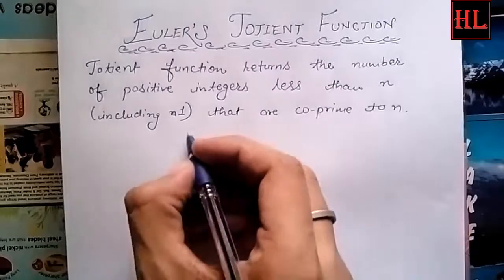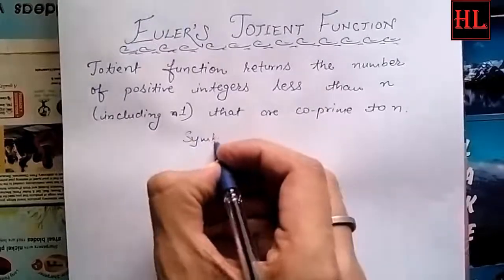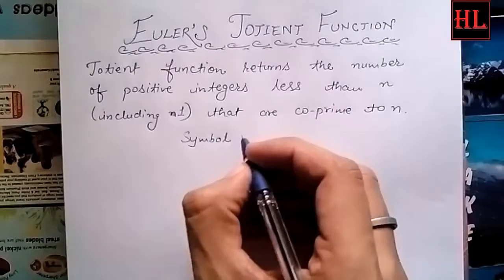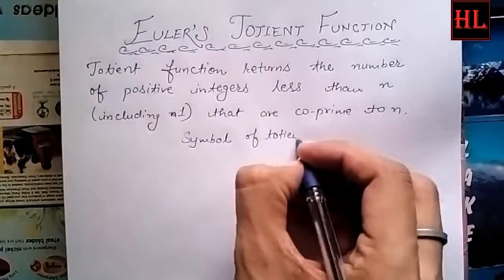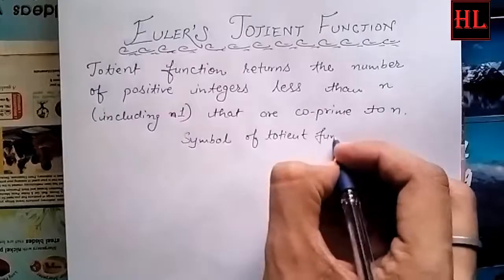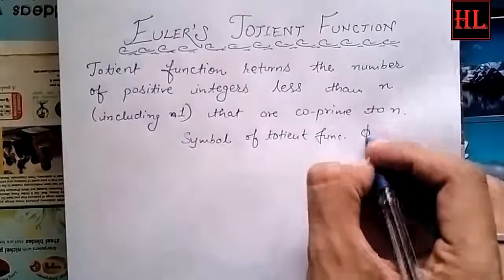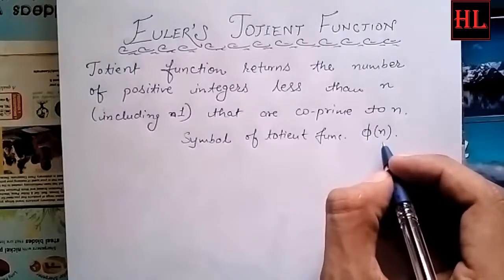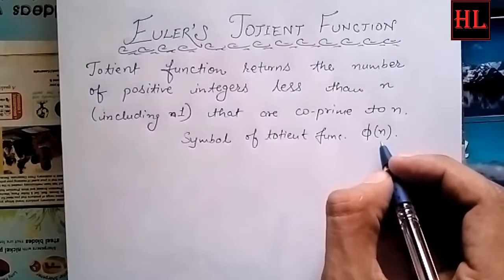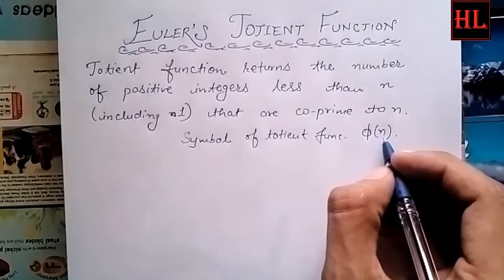Now the symbol for the totient function is phi(n), and phi(n) denotes the totient function of number n.